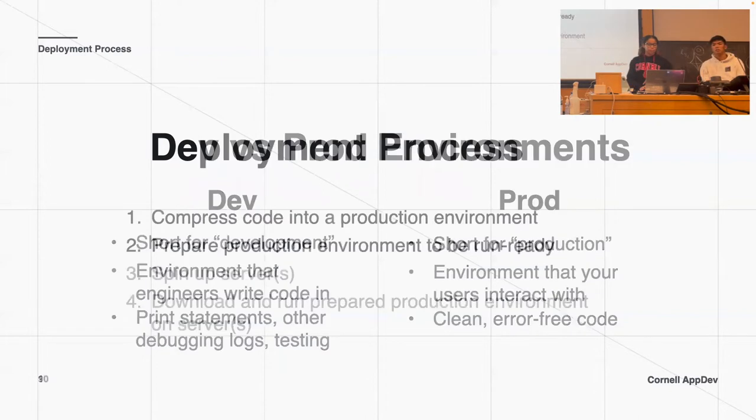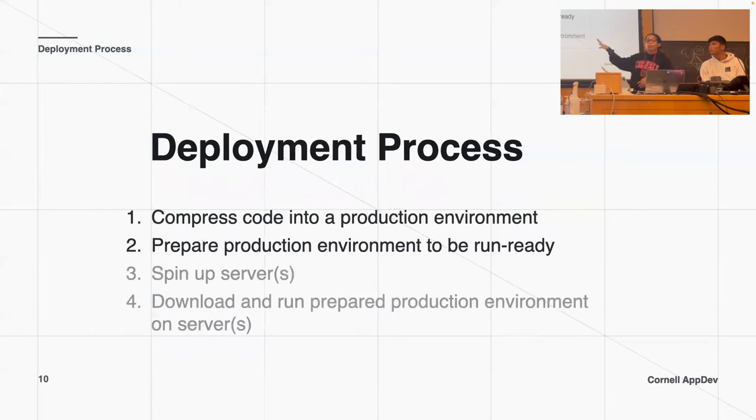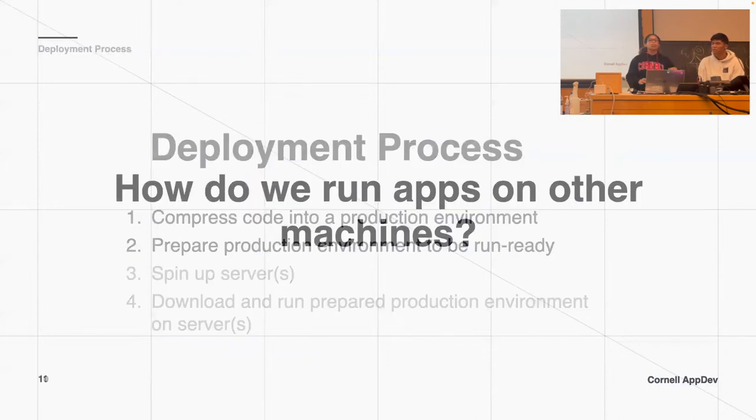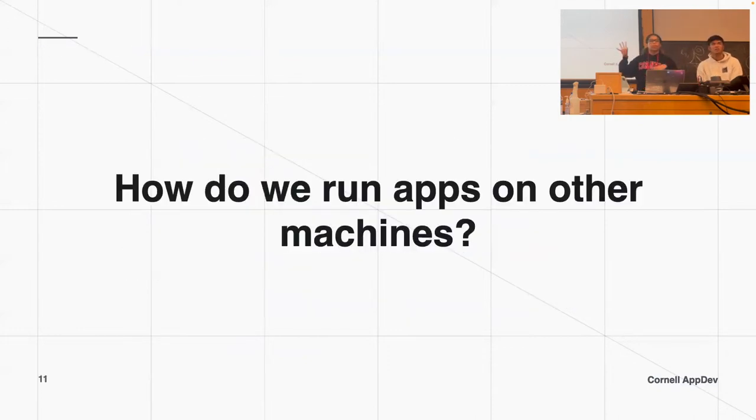So, there are four steps to the deployment process, two of which we're going to focus on today. The first one is compressing our code into the production environment. And again, the production environment is the environment that other users, the consumers, are going to use. Then we prepare the production environment to be run ready. So, essentially, making sure it's good style, very clean, no print statements, et cetera. The slides are in the textbook, so you don't have to take notes. This is all available online.